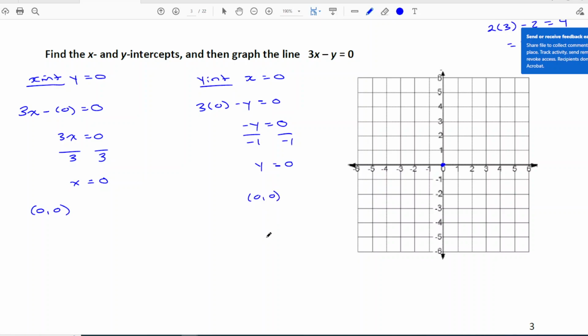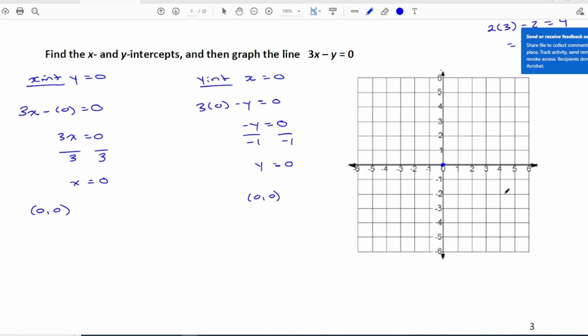What happened? Well, my x-intercept was (0, 0), and my y-intercept was (0, 0). How come? Because as soon as you get (0, 0), that's through the origin, and that's both an x and a y-intercept. So how can I graph my line? I only have one point.